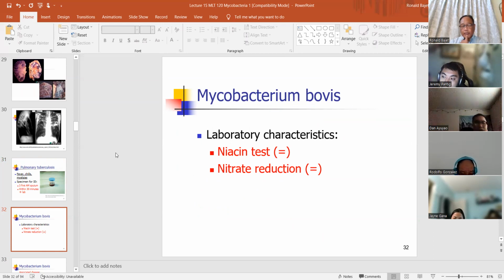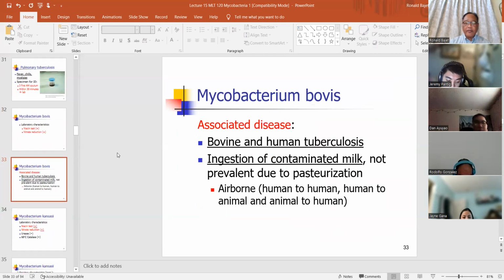Mycobacterium bovis, the next organism, is niacin test negative. Remember, if you get niacin test positive, it's probably MTB, okay? And bovis is niacin and nitrate negative. Bovis is bovine and human tuberculosis. You get it from ingesting contaminated milk, and it's not prevalent due to pasteurization. Airborne, human to human, or human to animal, and animal to human. So just like MTB, it is an airborne organism.